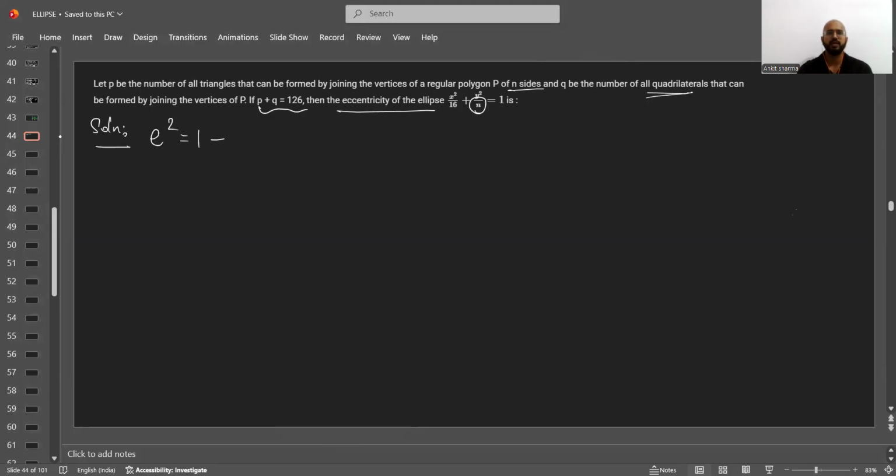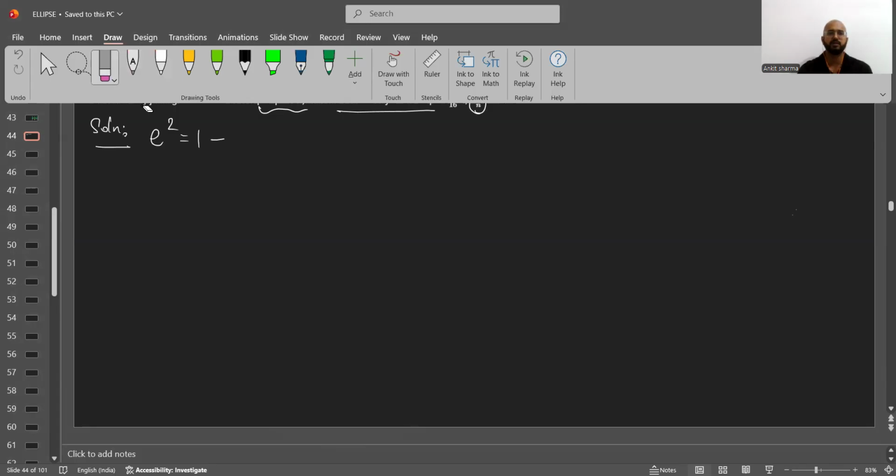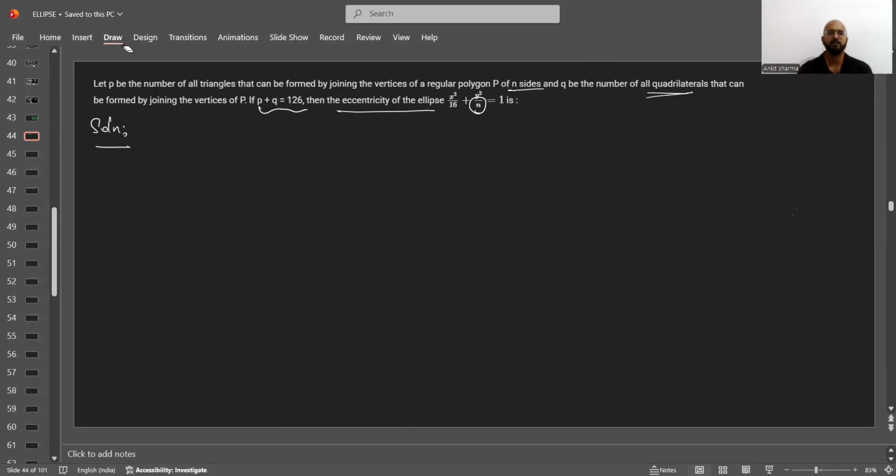But since we do not know n, we cannot have a ready-made formula. So no problem. We'll go ahead and consider one polygon here of n sides. This is side one, and the vertices are going to be 1, 2, 3, 4, 5, 6, and so on up to n. N vertices we have. Now we know the number of all triangles that can be formed by joining the vertices. This is a regular polygon, so of course none of them are going to be collinear. No 3 points are collinear.